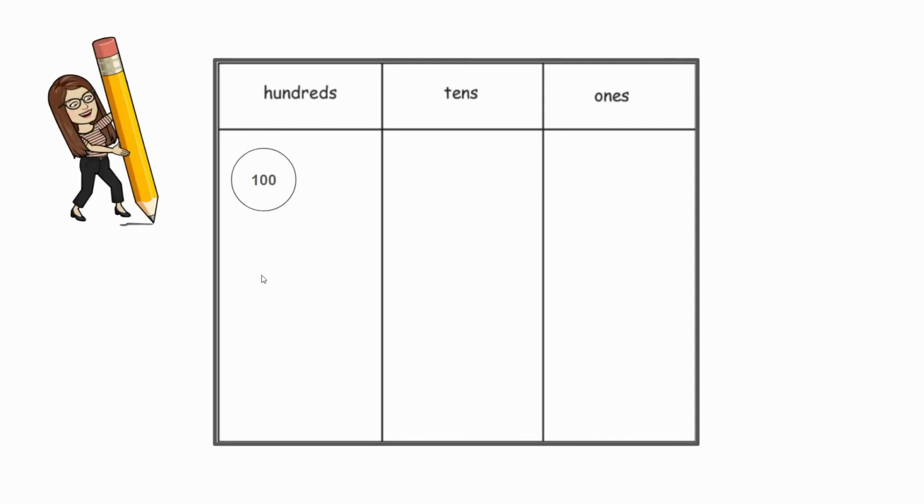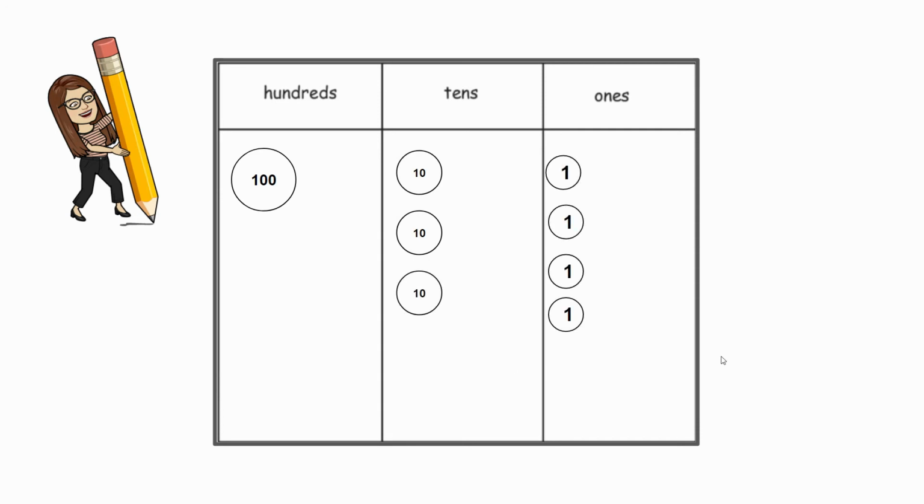Let's do some more. But this time, I'm going to draw the disk, but I'm not going to count out loud with you. I want you to count as I draw them and be ready to tell me or write down on your whiteboard what is the total value of the number on my place value chart. Ready? Here we go. All right. Now, what is the value of the number on my place value chart? Write it down.